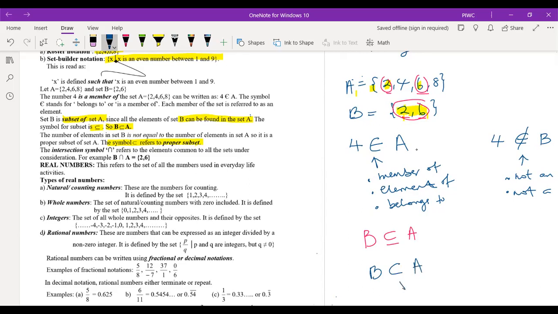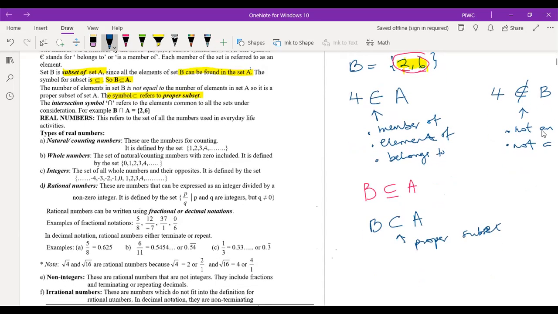Okay, so this symbol is proper subset. Proper subset. So if we count the number of elements, it's less than the elements in the other set. So it's a proper subset.